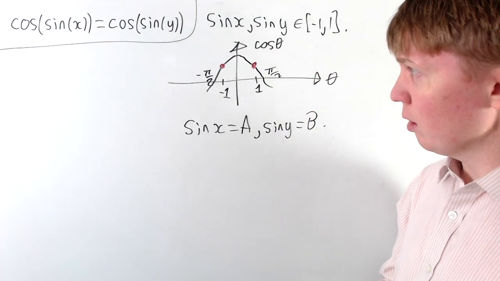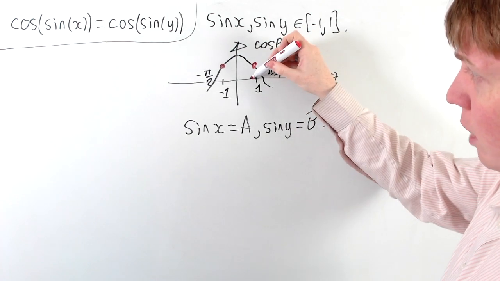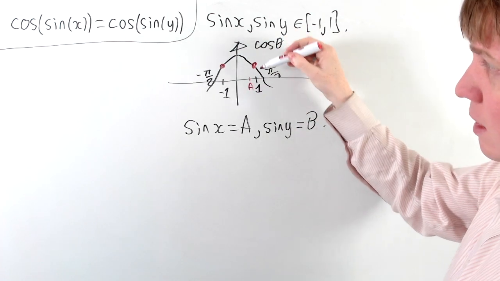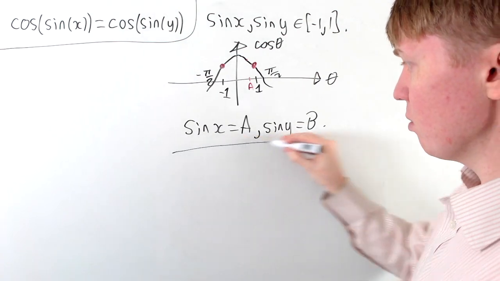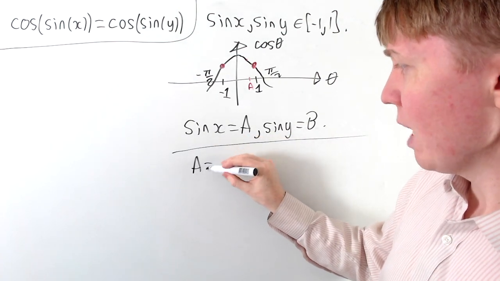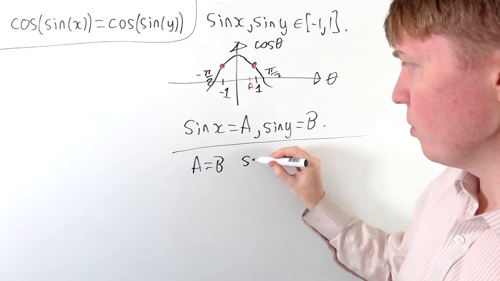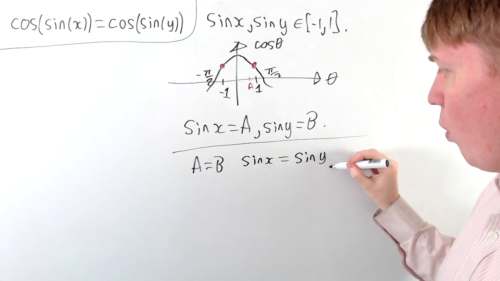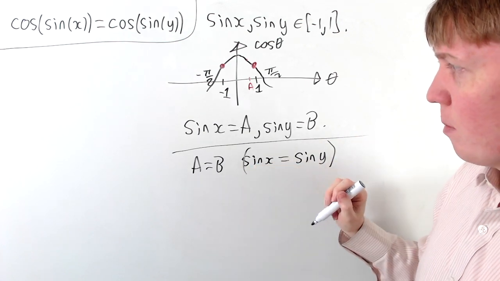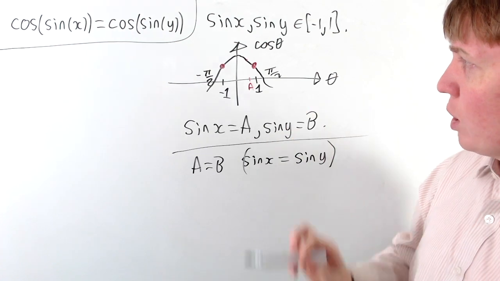So you'll see the most obvious solution here is if we have some value of a and b is equal to a, then certainly cos a is going to be equal to cos b. So we get our first solution when a equals b, and this corresponds to the case where sine x equals sine y. But then there's another possible solution as well.